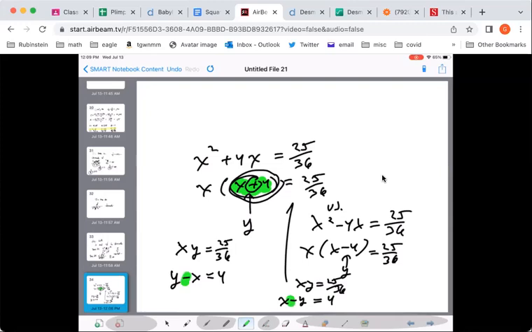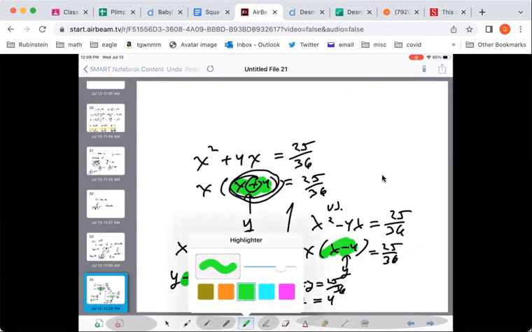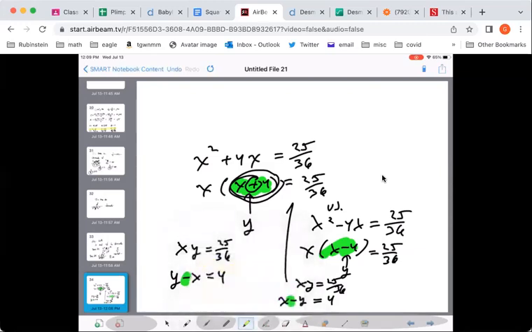But in the second one, the y is smaller than the x, so you do x minus y. And in the first one, the y was bigger than the x, so you had to do y minus x. So you always get subtraction then. For this type of question, you always get subtraction. Okay.